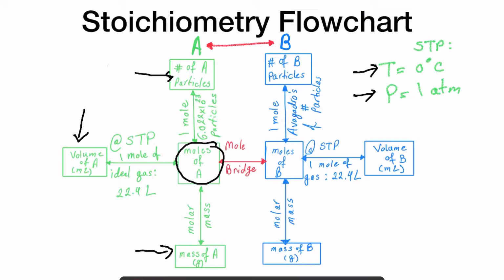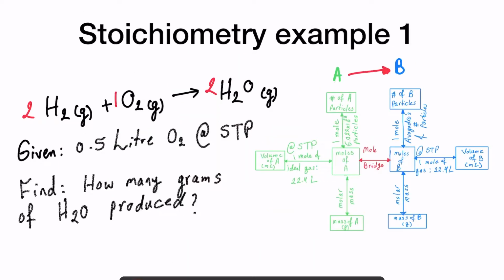Or if it's the mass of A, which is the most likely scenario if A is not a gas, then most likely what we have is the mass of A in grams or milligrams, and we can use the molar mass from the periodic table to convert to moles of A. Once we have it in terms of moles of A, then we can use this mole bridge right here to convert it to moles of B. That mole bridge is the result of the balanced reaction.